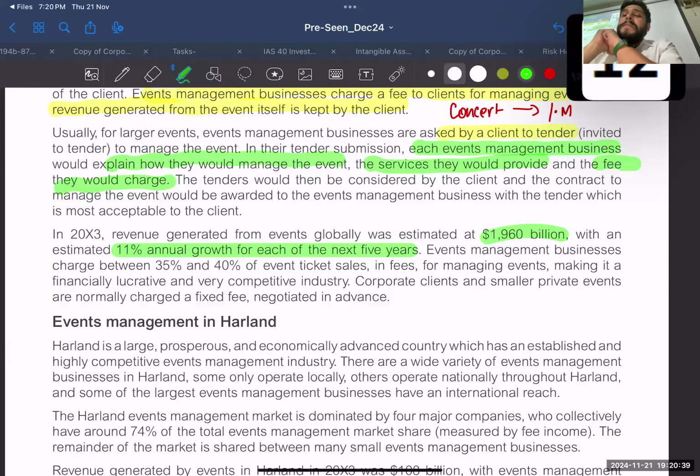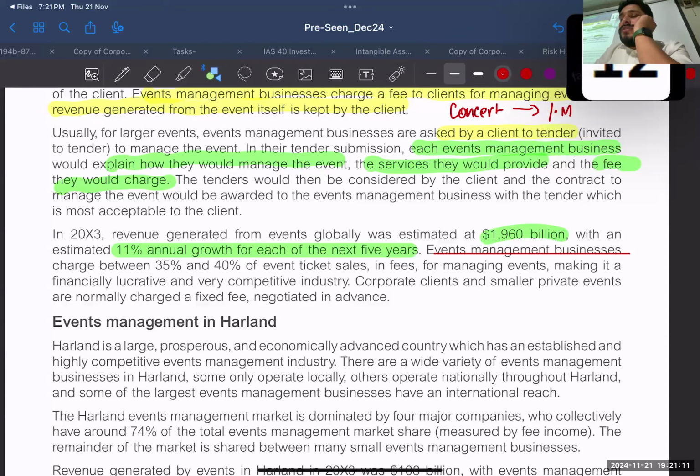Okay. Event management business charges between 35 to 40% of the event ticket sales. So the event management business is going to charge between 35 to 40% of the ticket sales in fee for managing the event, making it financially lucrative and a very competitive industry. Corporate clients and similar private events are normally charged a fixed fee negotiated in advance. Okay, now I'm getting a clear idea.